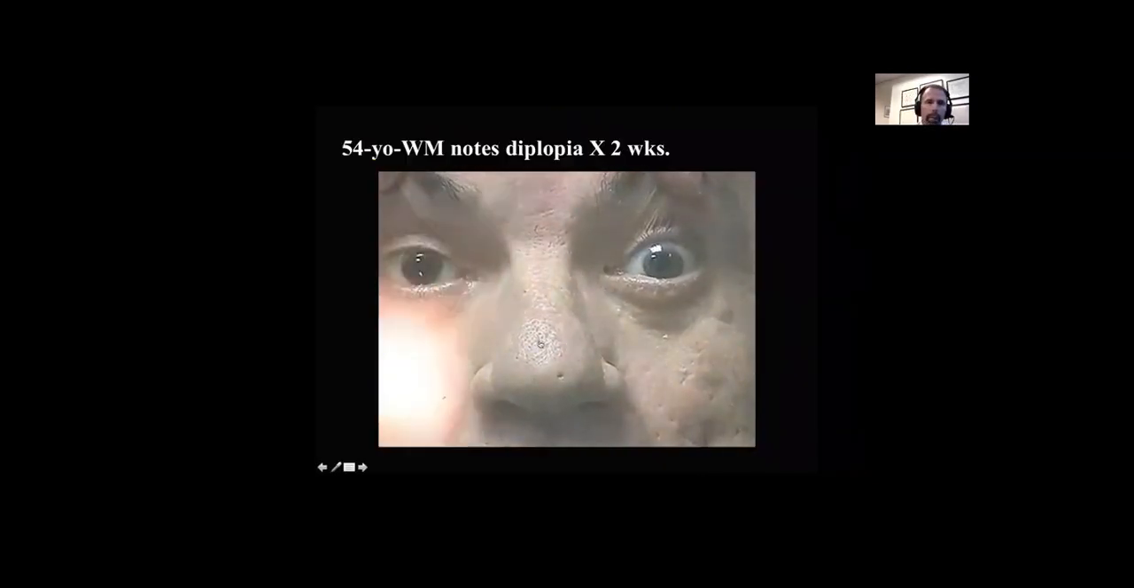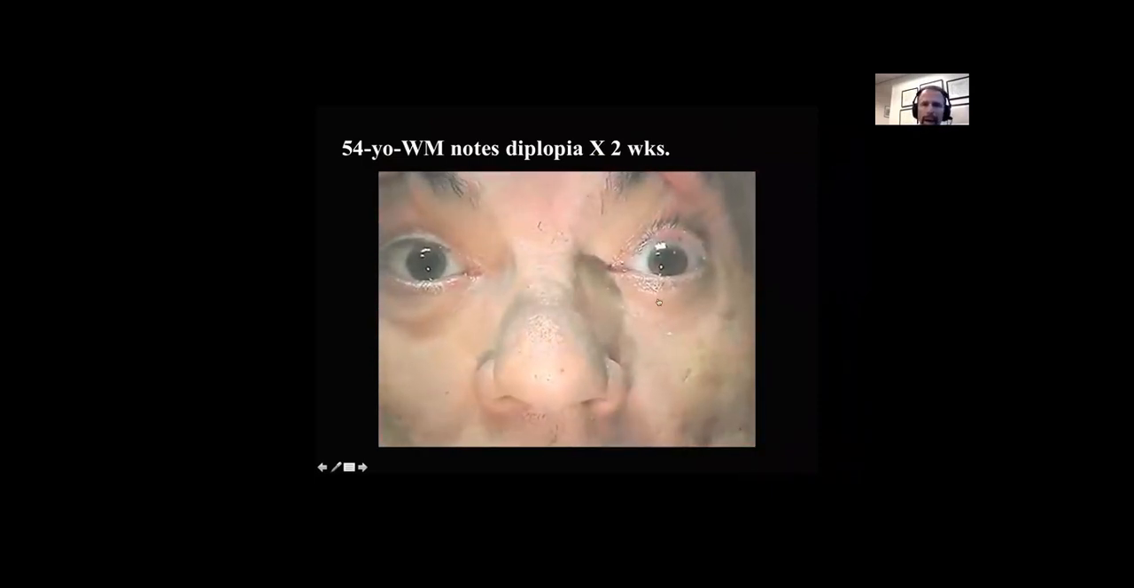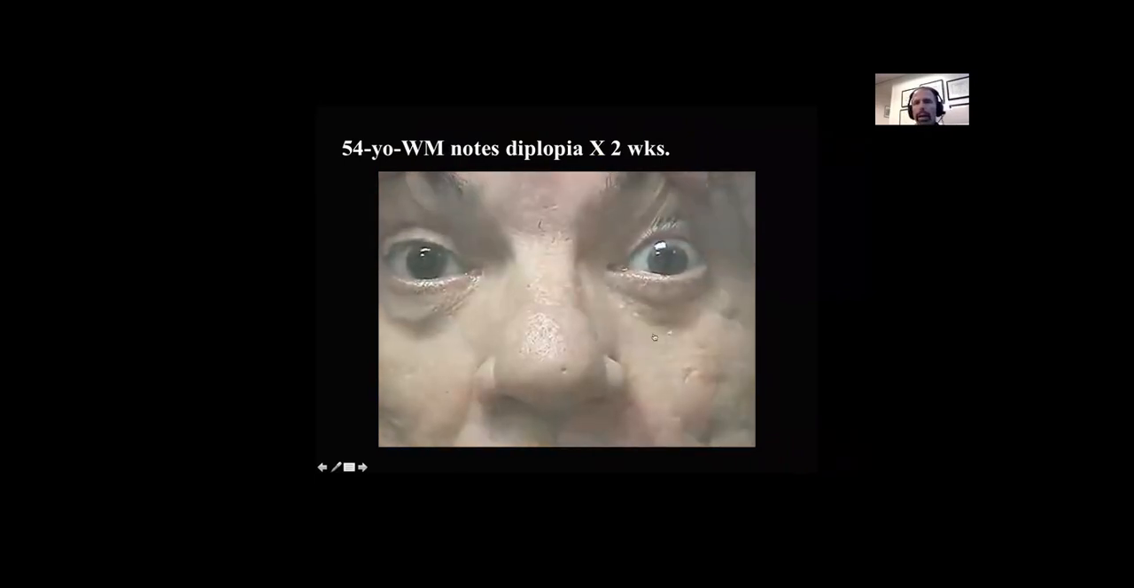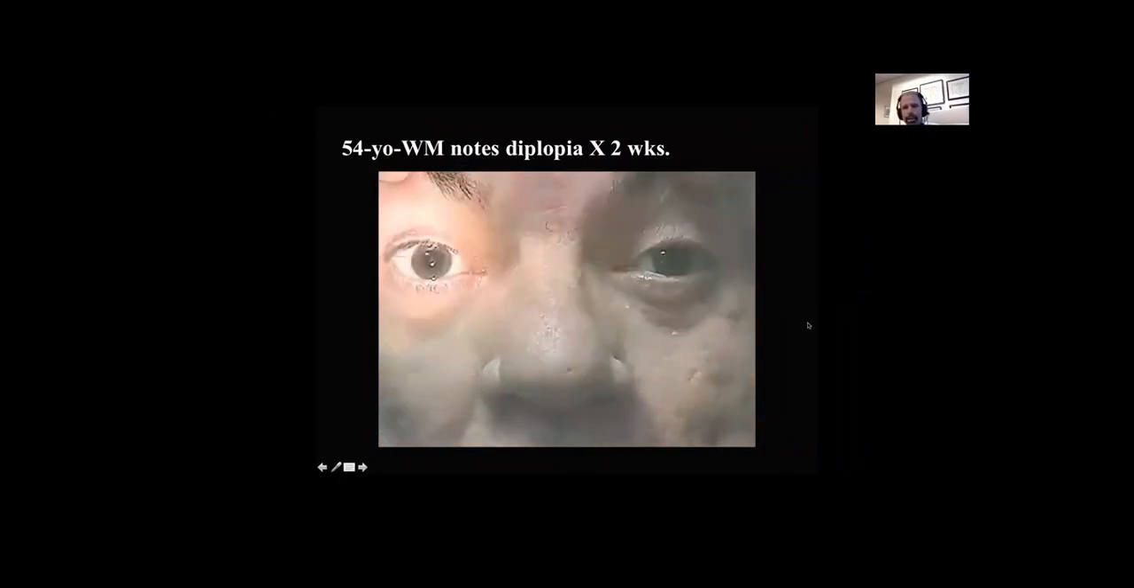Here's a patient with double vision for 2 weeks. I'm trying to show you the pupils. You've got dark brown irises. You can see there is anisocoria, I hope you can see. And that left pupil, you may have to take my word for it, just doesn't react as well to light. So that's the pupil problem.